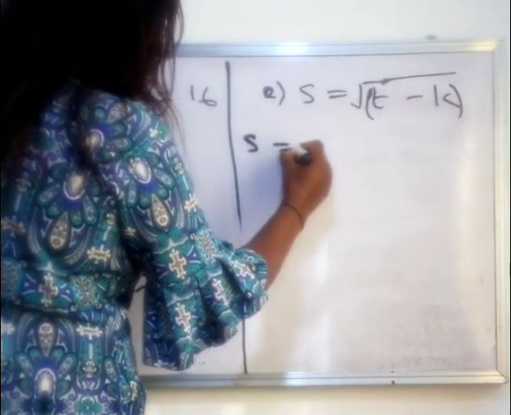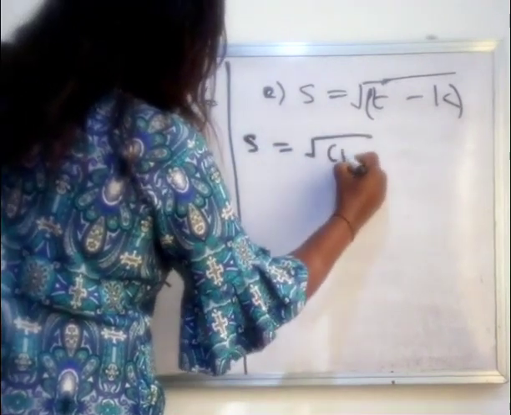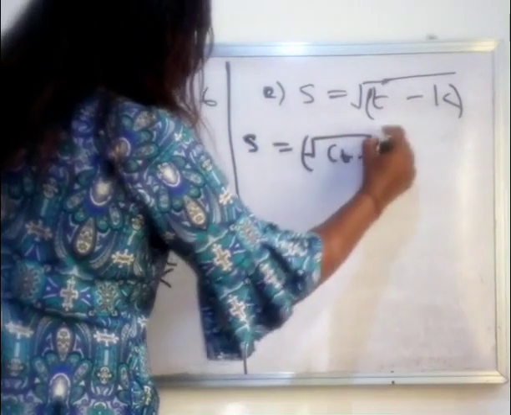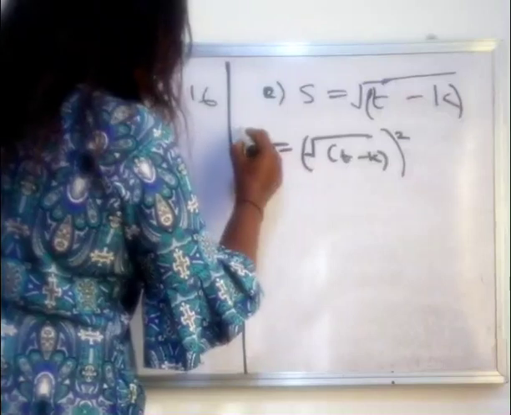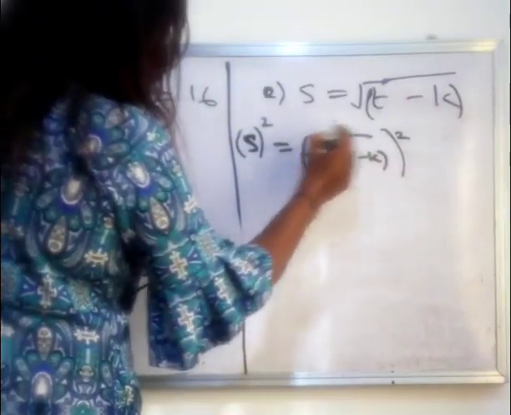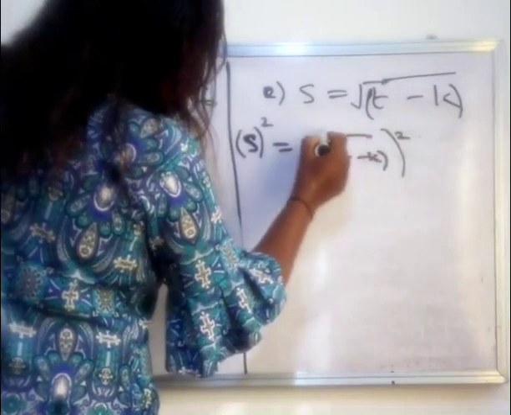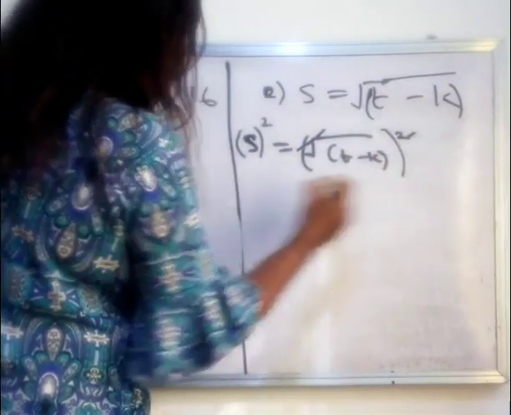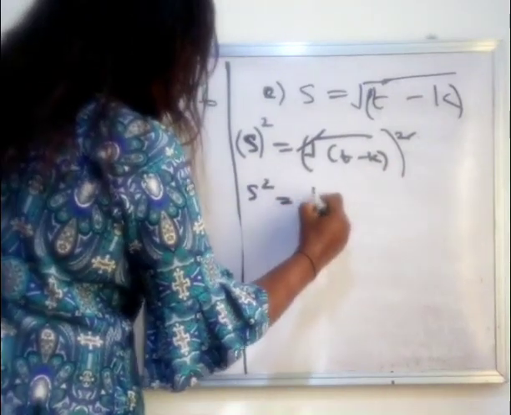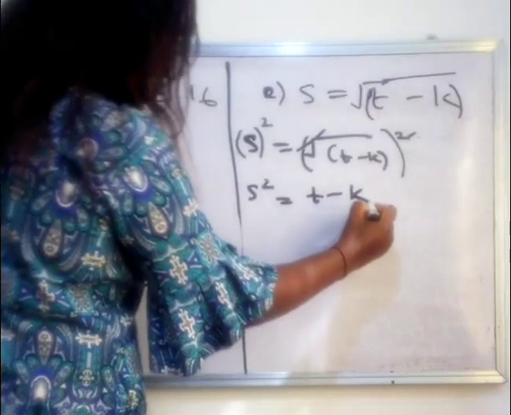S is equal to square root of open bracket t minus k. To take squares of both sides, just the way we divide both sides, whatever you do here applies here. Now, this square here cancels the square root. That is the way it works. So we are left with s squared is equal to t minus k.